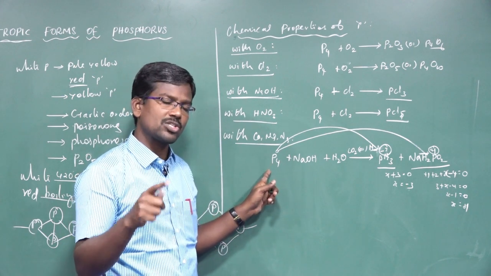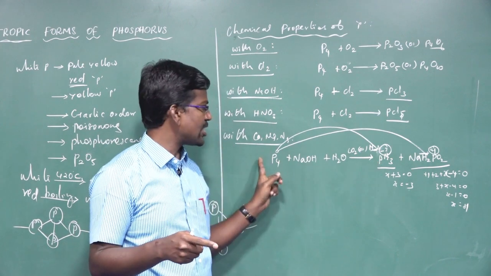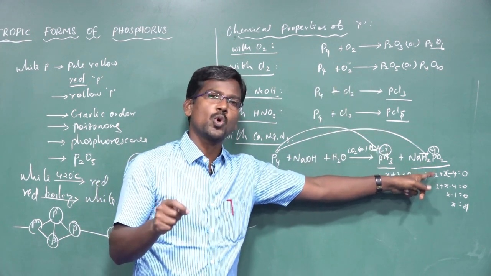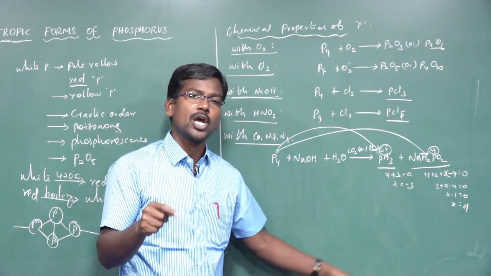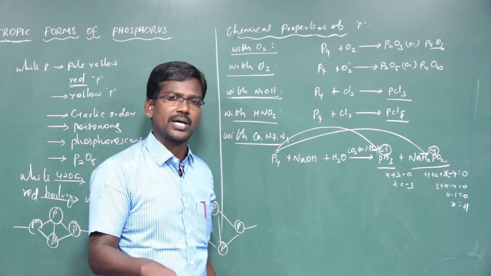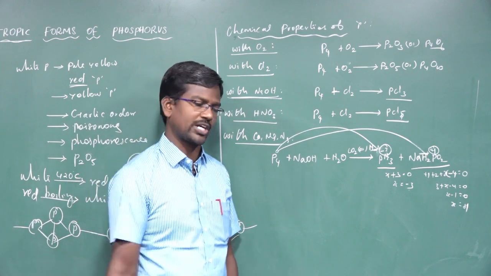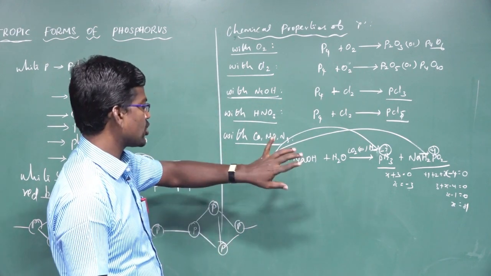Phosphorus has oxidation number 0. 0 can be converted to -3 in phosphine. 0 can be converted to +1 in sodium hypophosphite. That's why phosphorus exhibits an increase in oxidation number as well as a decrease in oxidation number. That is why this reaction is an example of a disproportionation reaction. Don't forget, it is an important reaction, the disproportionation reaction.